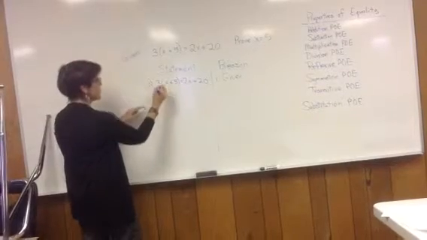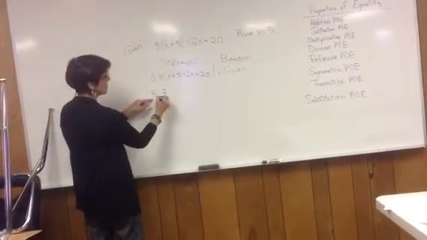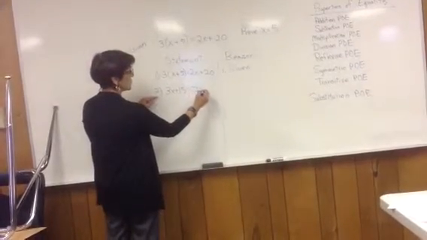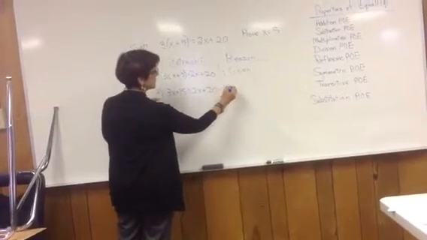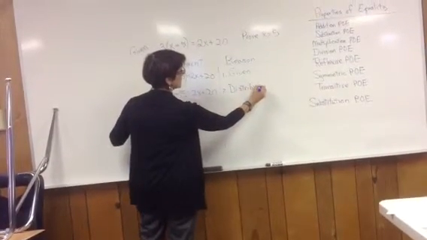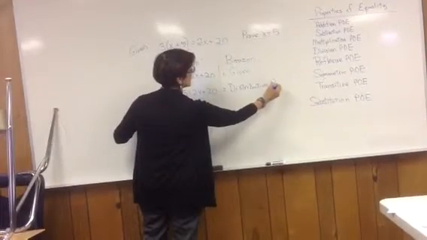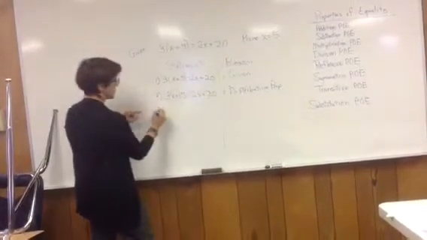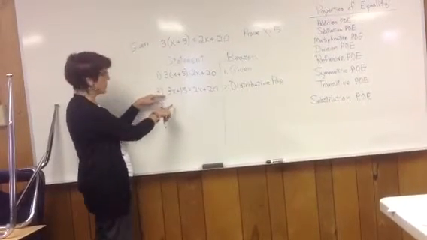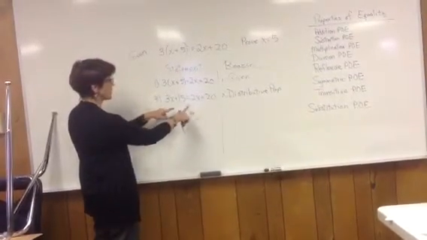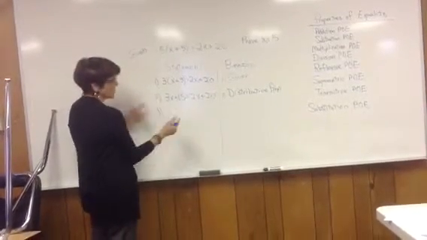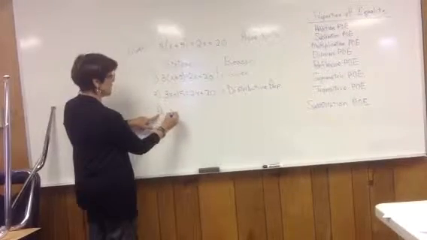Okay, statement 2. I would distribute here: 3x + 15 = 2x + 20. I would choose to subtract the 2x, but it wouldn't be wrong to subtract 3x, or subtract 15, or subtract 20. I usually move my x's first, but anything would be fine.